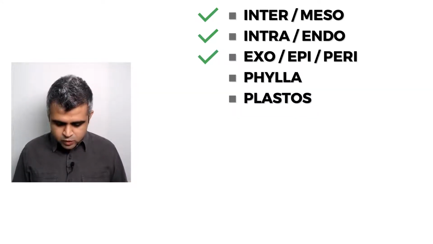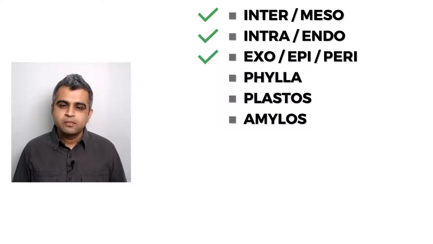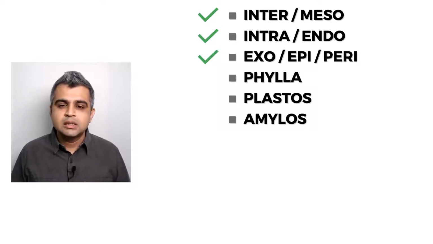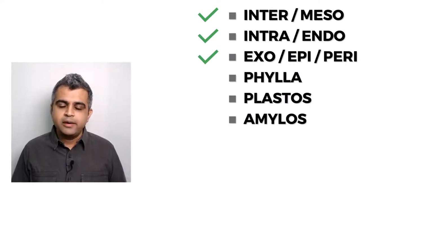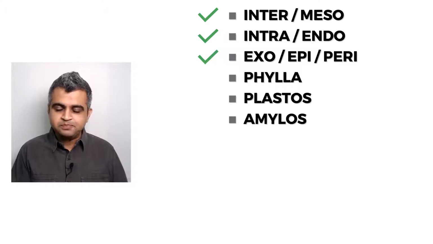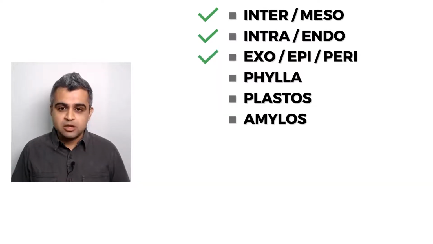The next word is amylos. Amylos is the Latin word for carbohydrates or starch. Mostly the starchy vegetables that you know of, like potatoes. So amylo basically refers to starch, carbohydrates.